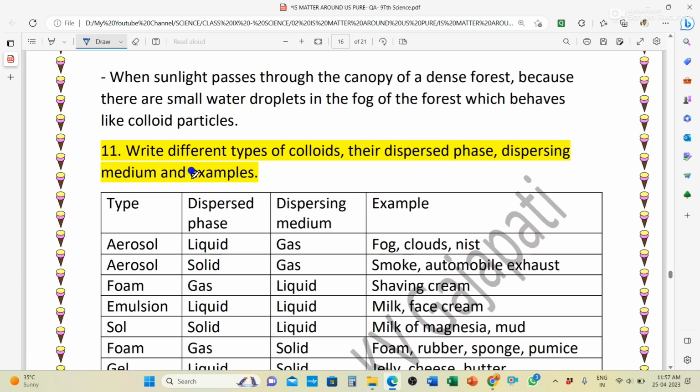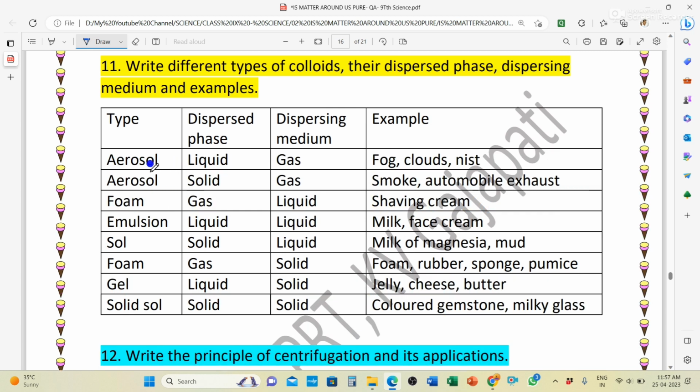Now, write the different types of colloids, their dispersed phase, dispersing medium, and example. First, aerosol. Dispersed phase is liquid, dispersing medium is gas. Examples: fog, clouds, mist. Another aerosol: dispersed phase is solid, dispersing medium is gas. Examples: smoke, automobile exhaust. Then foam: dispersed phase is gas, dispersing medium is liquid. An example is shaving cream.